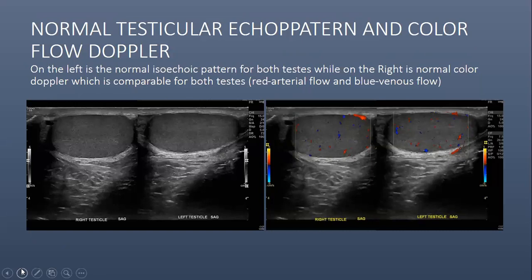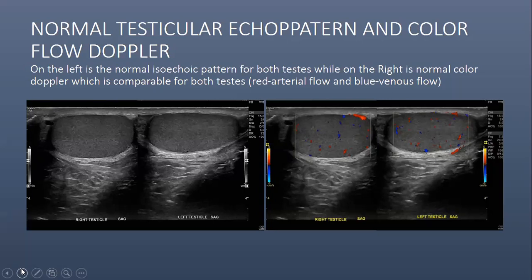This is what I'm talking about, the normal testicular echo pattern and color flow Doppler. The testis is supposed to have little flow, just like you're seeing on your right, the little blue and the little red. The red is representing arterial flow. The blue is representing venous flow, which is back. For echo pattern, we usually try to compare both testes. That's why on the left sonogram, we have put two testes, and you see that the echogenicity is roughly comparable. It's homogeneous, not heterogeneous.